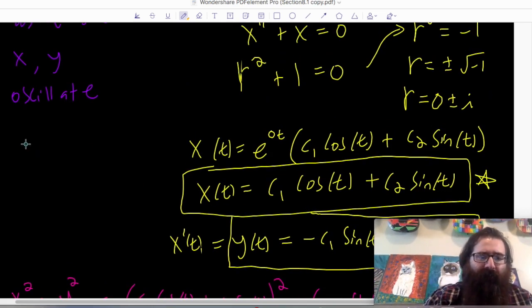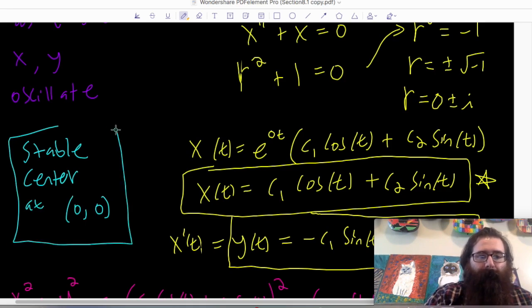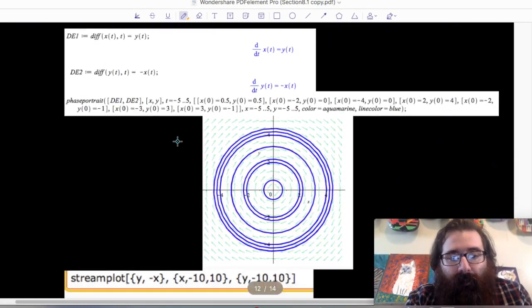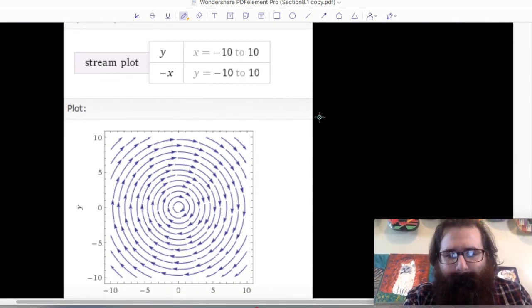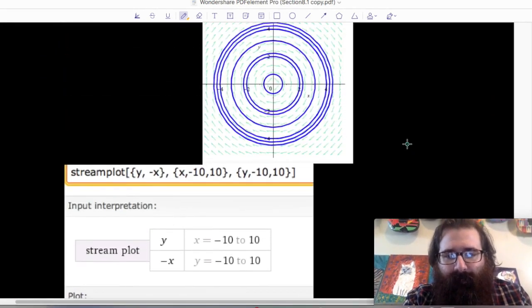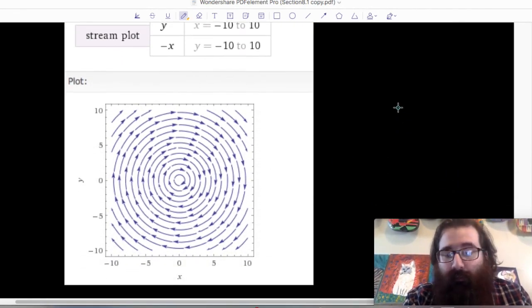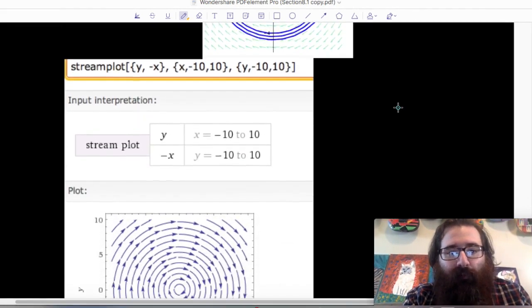So I would say here we have a stable center at 0, 0 is what we're noticing. Let's see the phase portrait. Yeah, right? Bullseye. Get it? Kind of looks like a dartboard. So that's what we have. So stable center. Center is always stable. Just circling around the equilibrium point, never really moving towards it nor away from it.